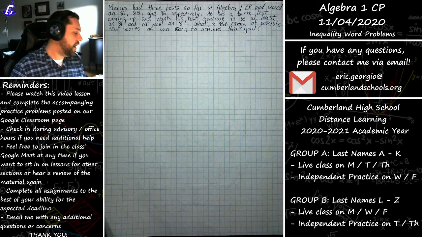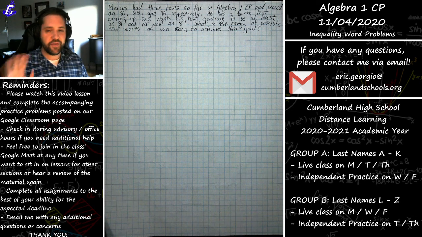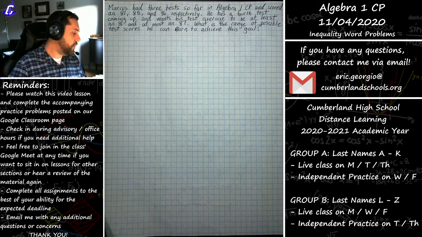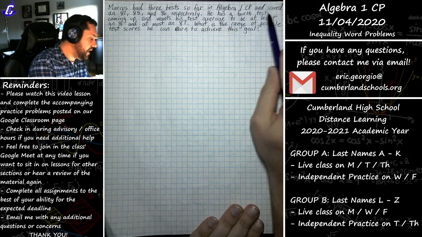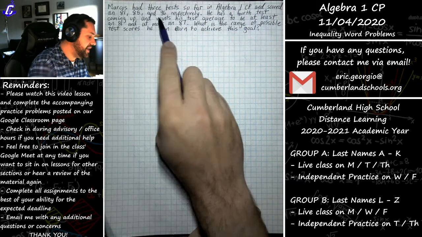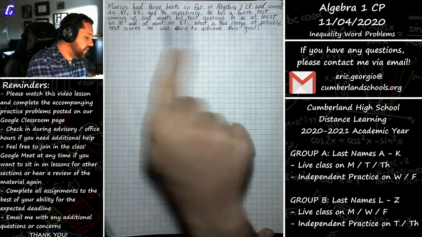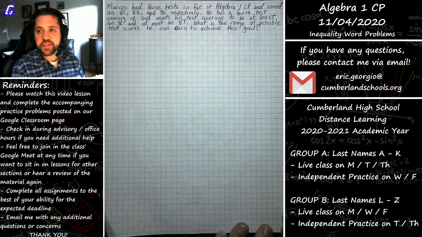Okay. This problem is similar to the problem we saw yesterday with test averages, but now we're going to try to look for a range. It says Marcus had 3 tests so far in Algebra 1 CP and scored an 81, 85, and 96 respectively. Not bad. He has a 4th test coming up and wants his test average to be at least an 81 and at most an 87.